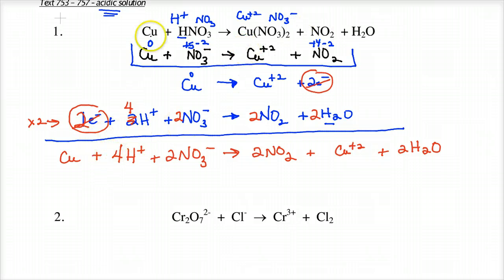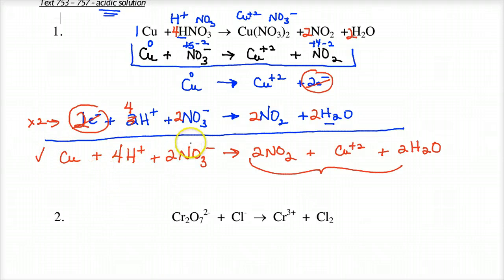Now, notice we have 1 copper, 4 H pluses. So let's put that 4 in there. 2 nitrates. Whoa, that would give me 4 nitrates. That doesn't seem to be jiving with me. I'll get back to that. 2 NO2s, 2 waters, 1 copper plus 2. But there's no nitrates here. There's no nitrates in my correct balanced redox reaction.